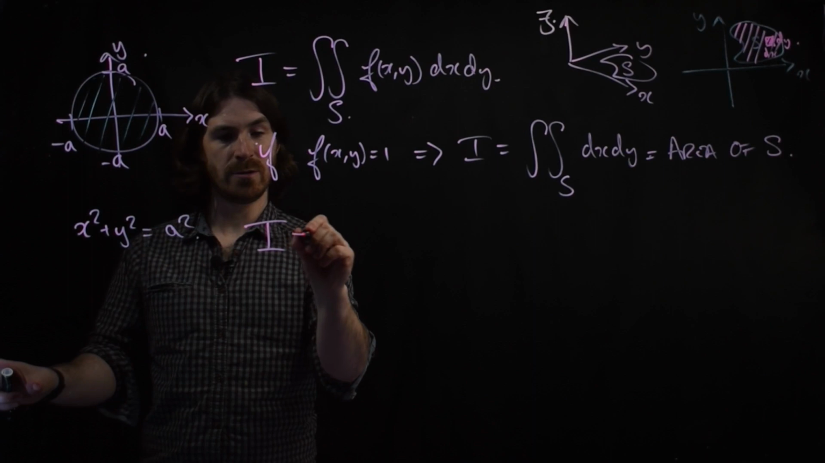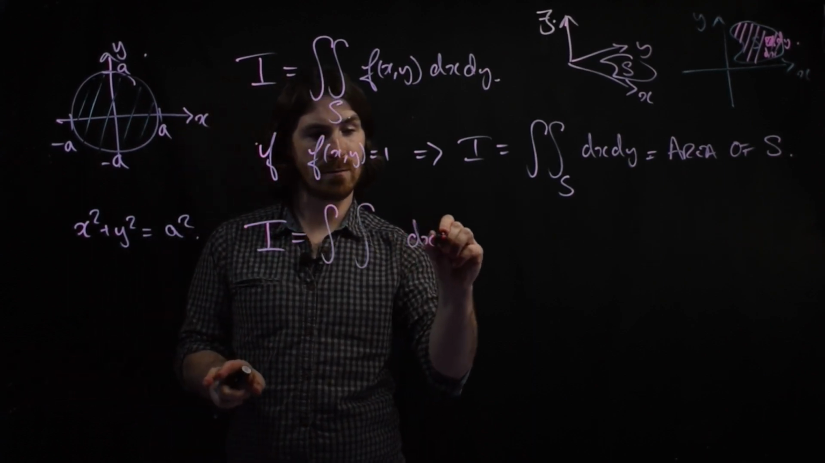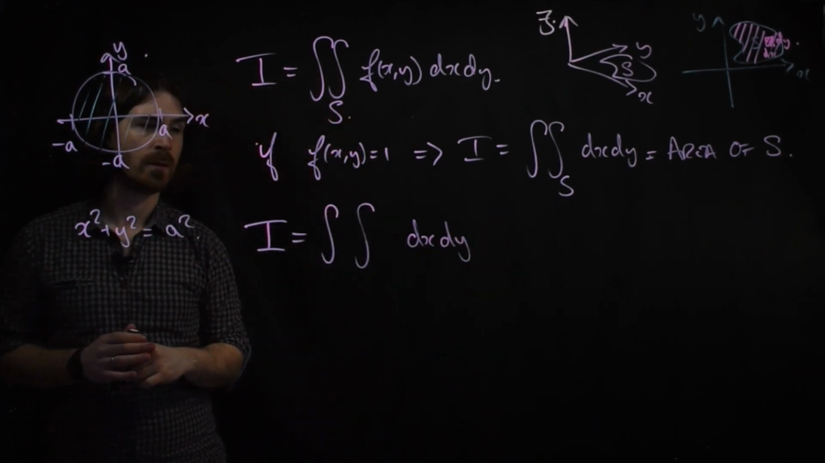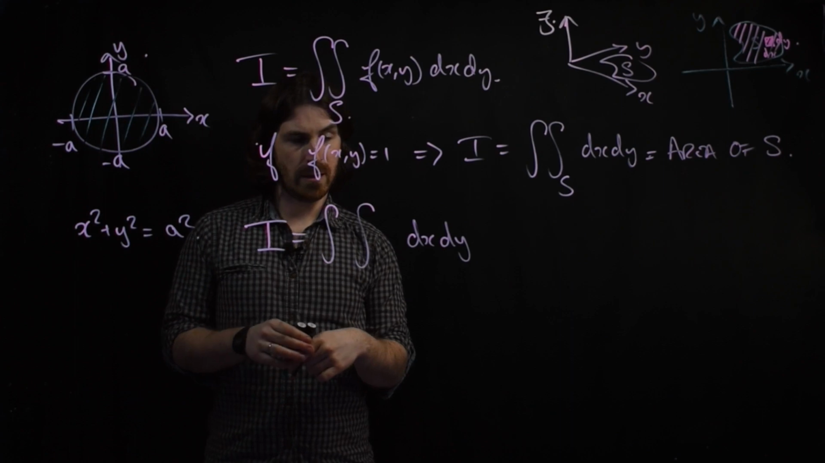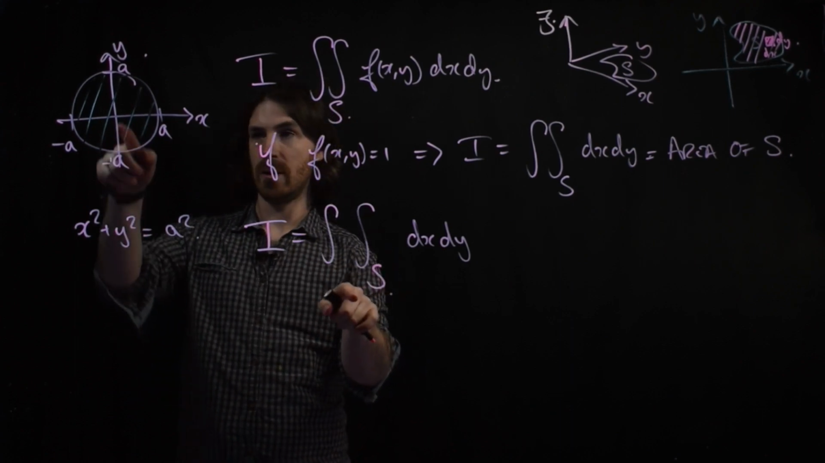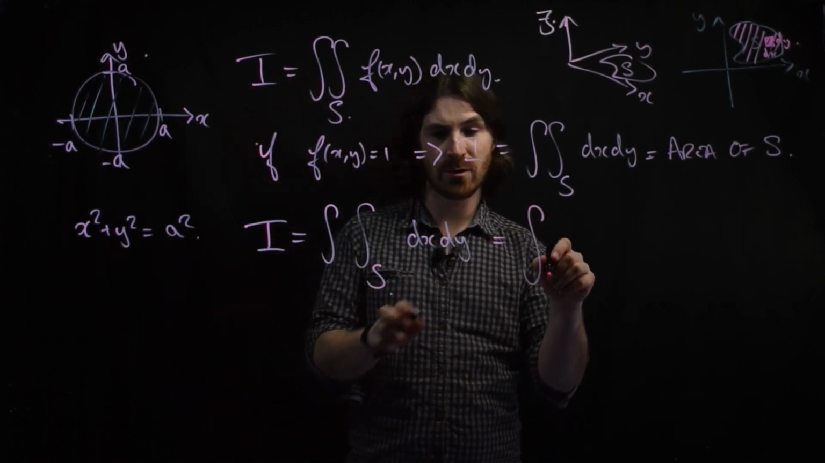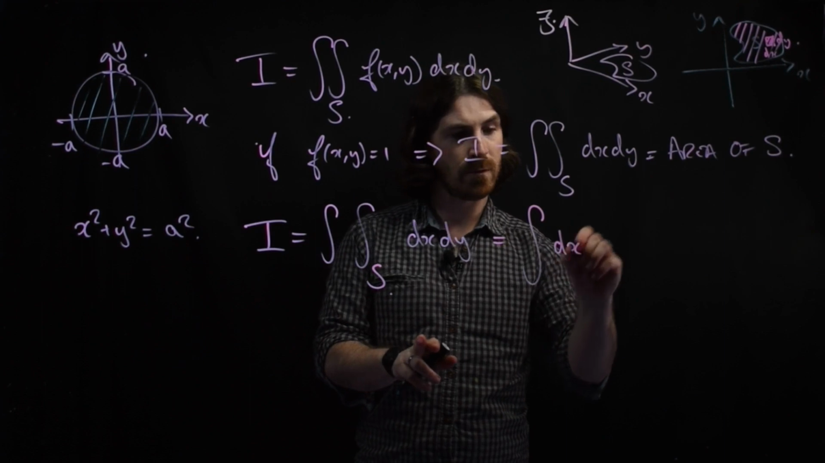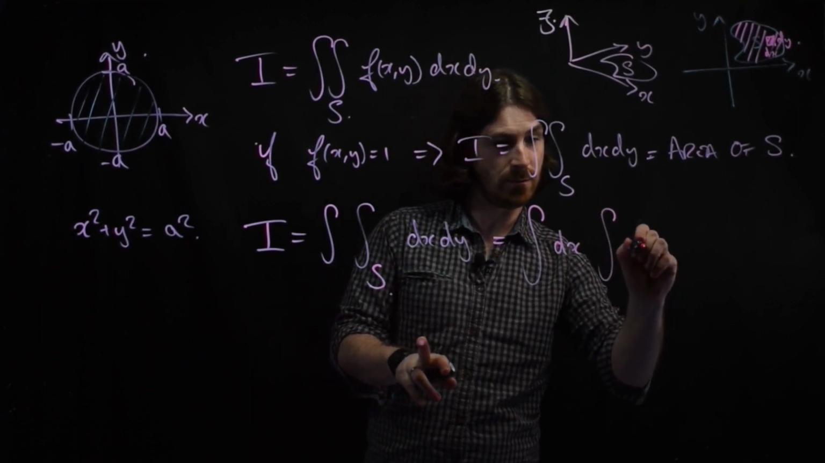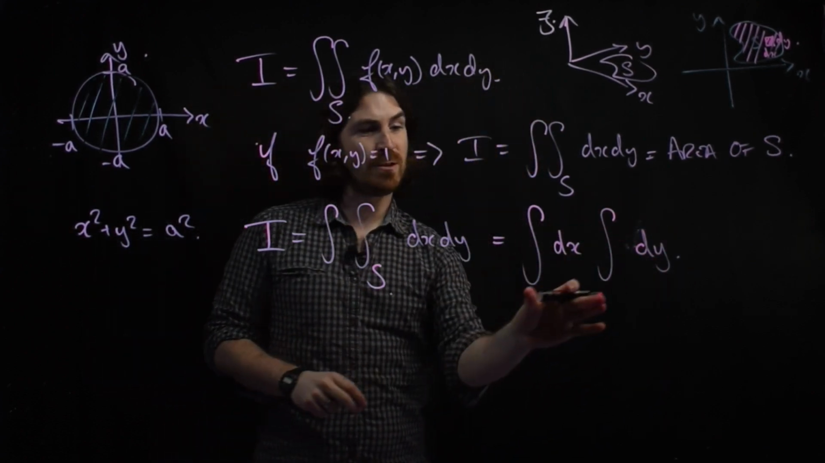And we want to do the integral of dx dy, and we need to think about what the limits are. So this is the region S, which is the circle. Let's think about doing the integral over y first, and then the integral over x. We need to think about what these limits are.